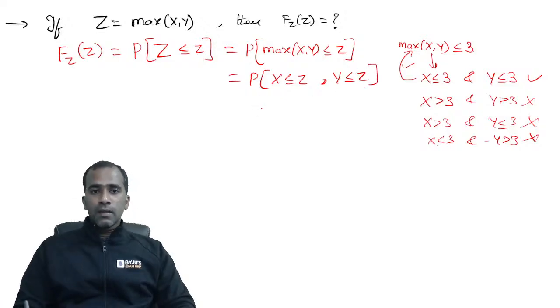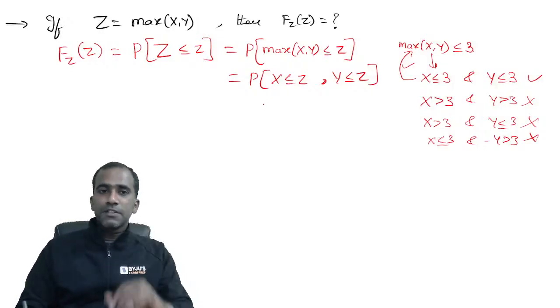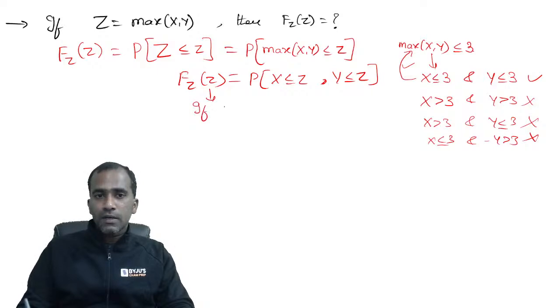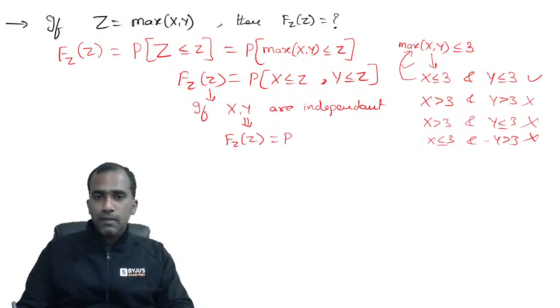Okay. Wonderful, we're done. This step is sufficient for us. So this is the relationship F_Z of z. We got it. But the only important case for us happens if x and y are independent. If x comma y are independent, then what happens? If x and y are independent, then what we can say is F_Z of z is equal to probability of maximum of x comma y less than or equal to small z.